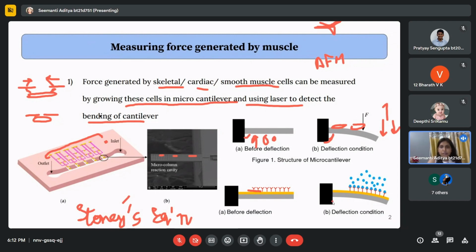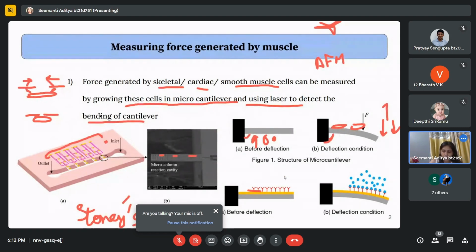So drugs can be screened on the basis of how the muscle cells are contracting. We can basically use the microcantilever system to screen various drugs and check whether the activity of the muscle cells is being maintained or not.